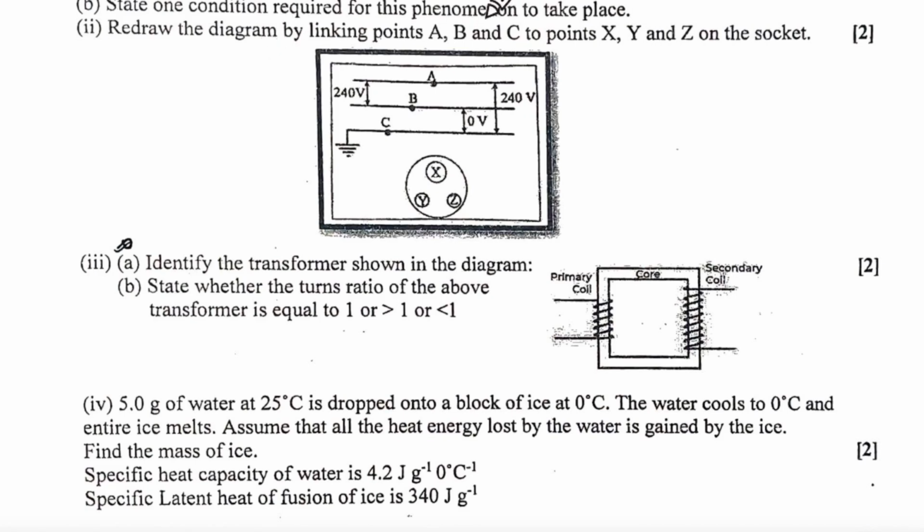Redraw the diagram, linking A, B, C to points X, Y, and Z. You'll have to identify which is live, neutral. You'll have to first draw. I'm not going to draw. You draw it. Tell me when you're done. Be quick.